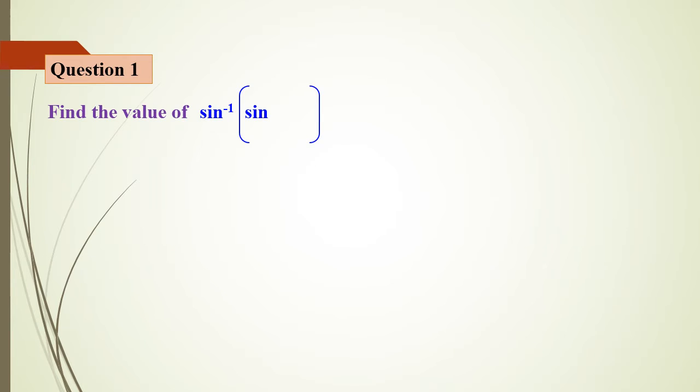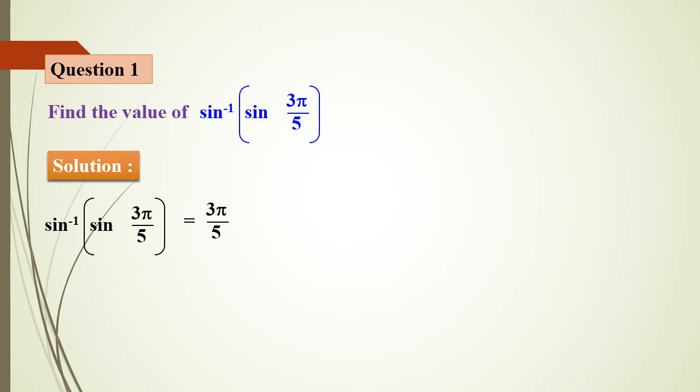Continuing with the next concept in the inverse trigonometric portion, find the value of sine inverse of sine 3 pi divided by 5. You know very well the range of the sine inverse trigonometric function: minus pi by 2 to pi by 2. Keep this range in your mind and start finding the value of the given function, that is sine inverse of sine 3 pi by 5.